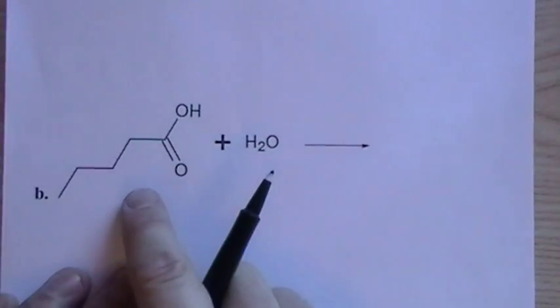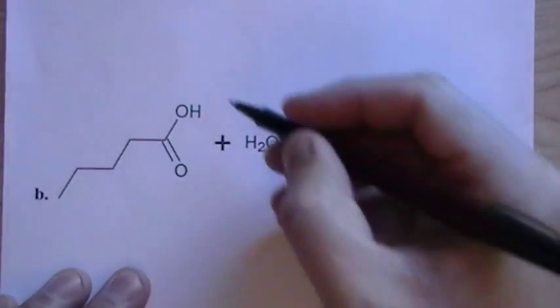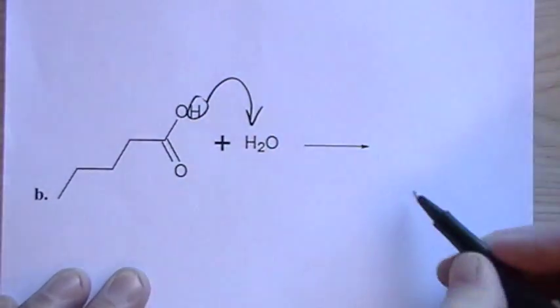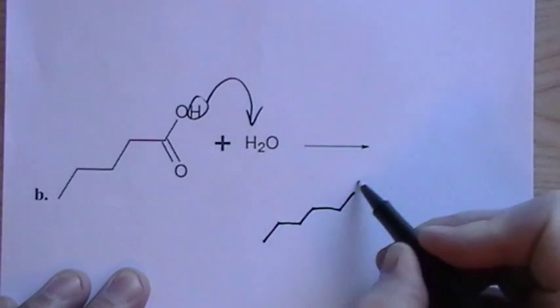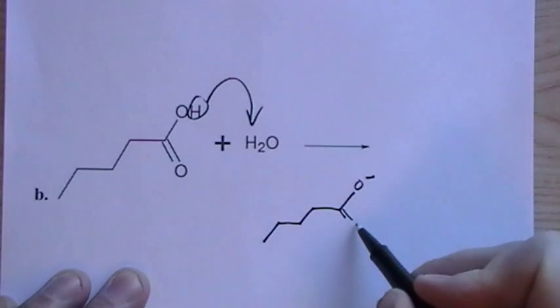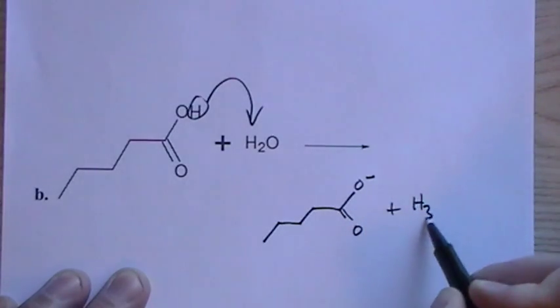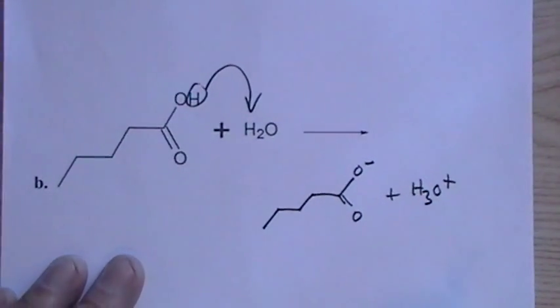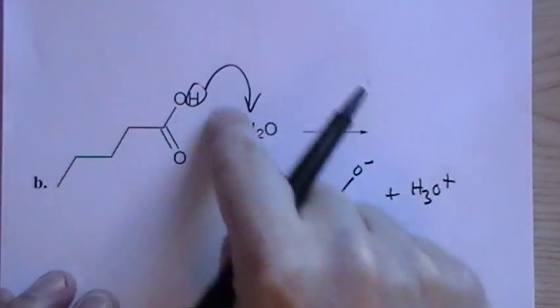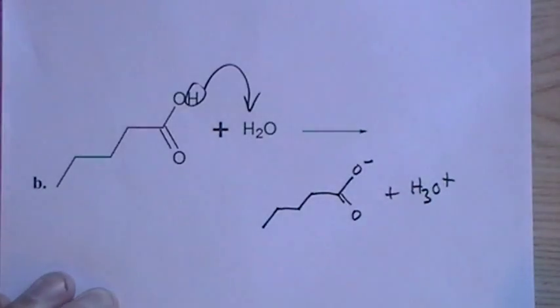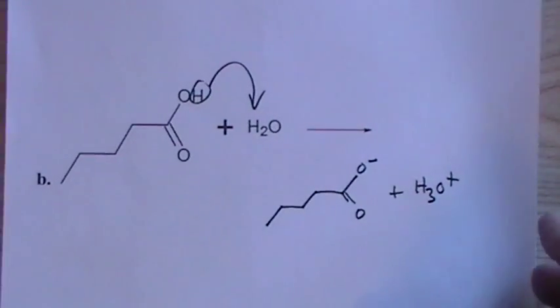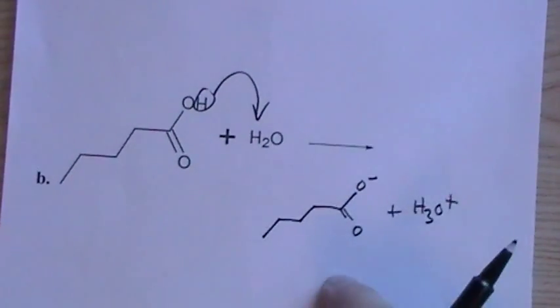Here, when we have an acid that goes into water, this acid gives up its H+, and we produce this and H3O+. So it doesn't matter what else is attached here. If we have this carboxyl group, it's going to give up an H+ in water to produce H3O+, the hydronium ion, and the counter ion, the conjugate base of the acid.